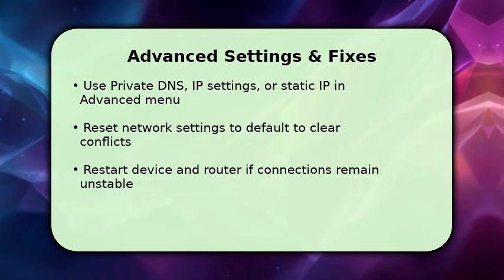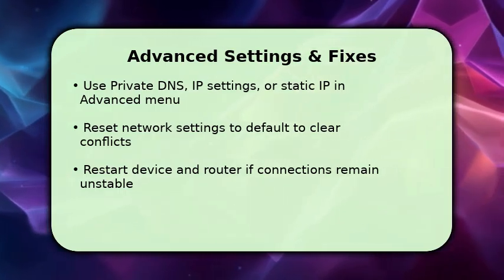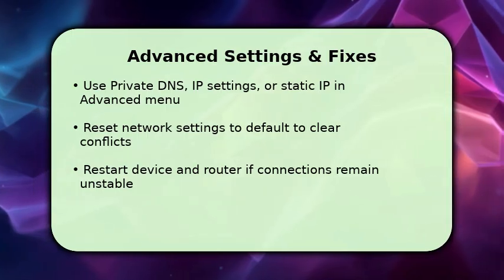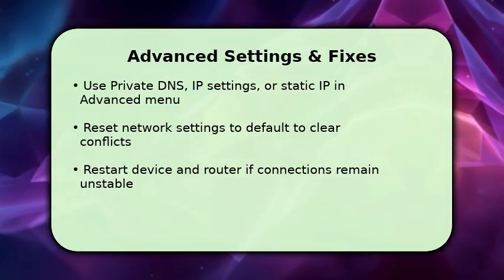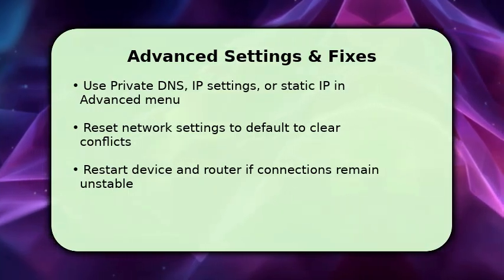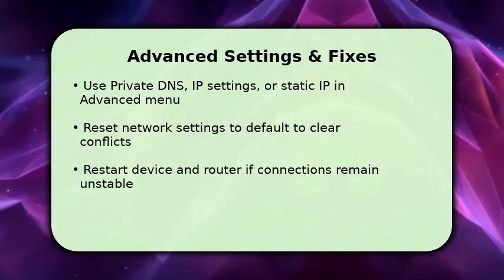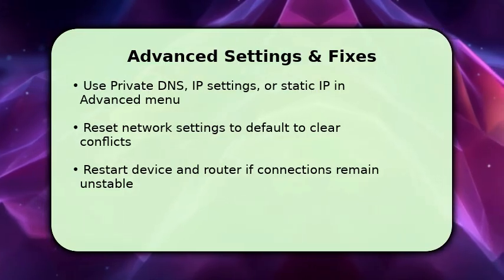If issues persist, reset network settings to default to remove misconfigurations, but note this deletes saved Wi-Fi and Bluetooth pairs. Once done, restart your phone and router to refresh connections. If problems continue, check carrier status and SIM placement as one troubleshooting tip before contacting support.